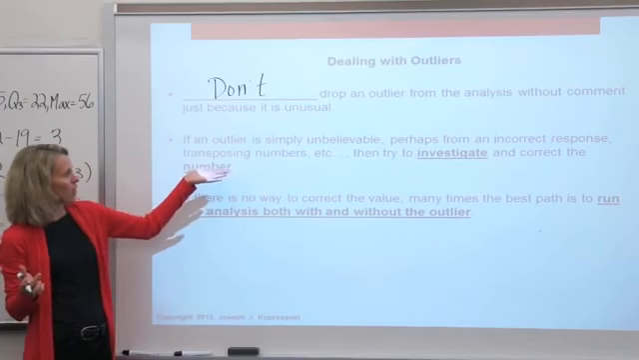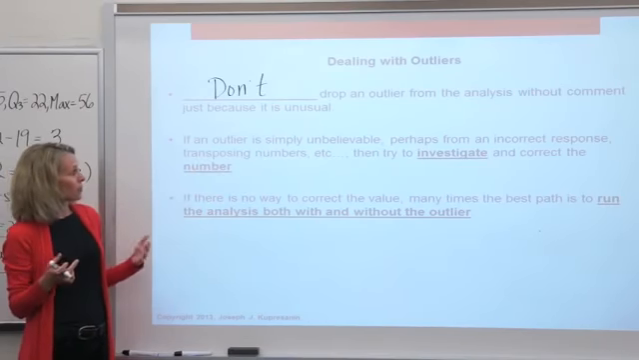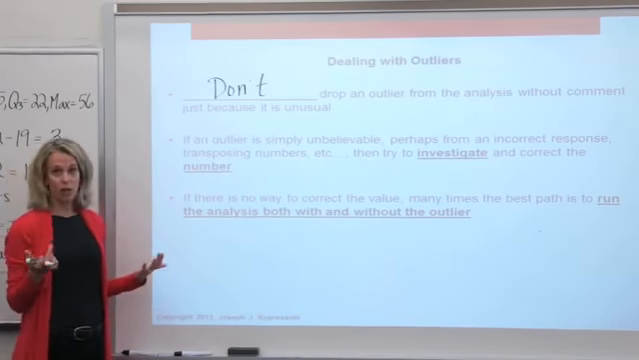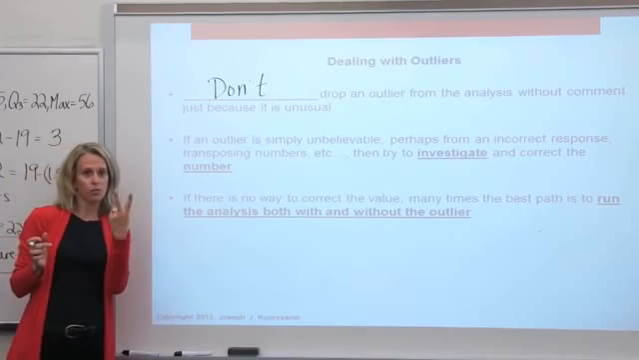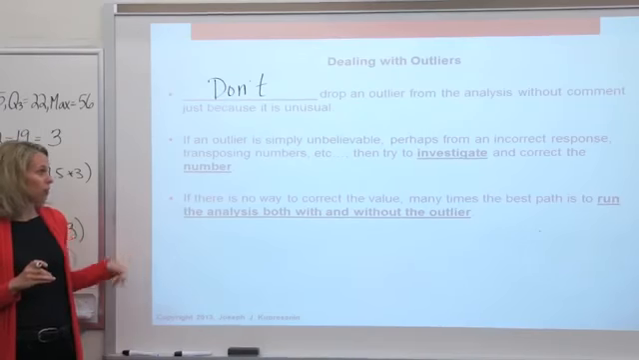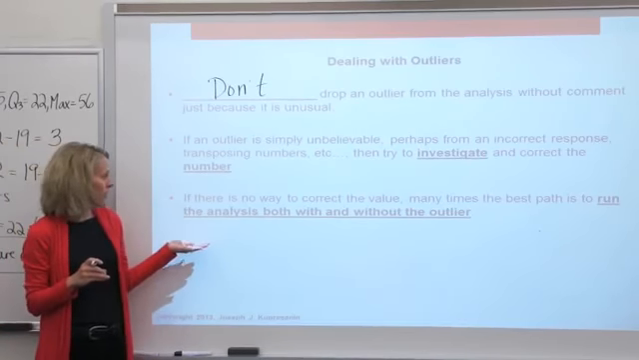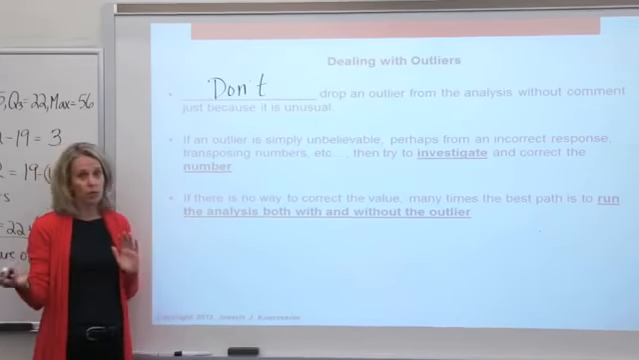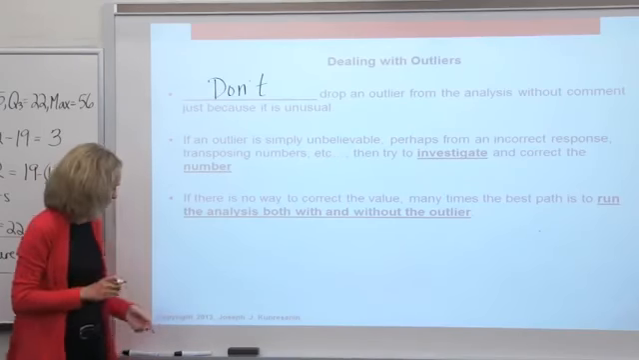So investigate if you have some numbers that seem unbelievable and correct them if you can. Sometimes maybe you transpose a number. If there's no way to correct the value, then oftentimes the best path is to run the analysis both with and without the outlier.